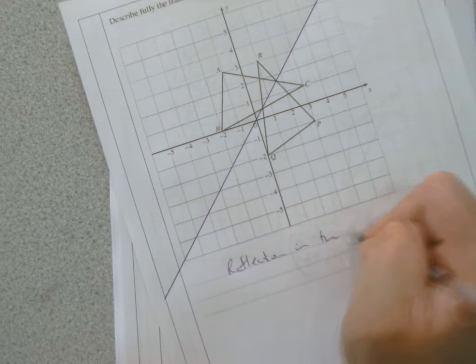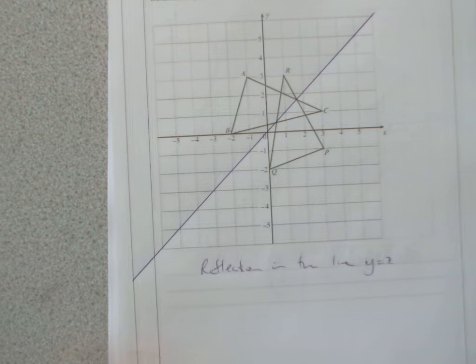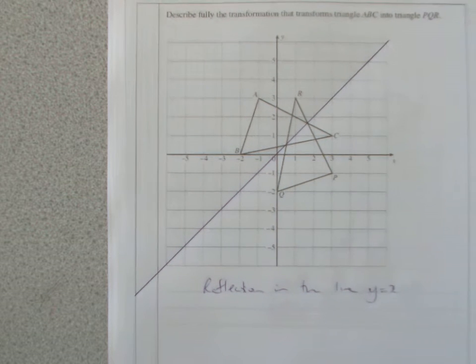in the line y equals x, that's what you say there. You need to say the word reflection, but you also need to say the line y equals x. It's so important that you state what it is being reflected in to get the full marks.